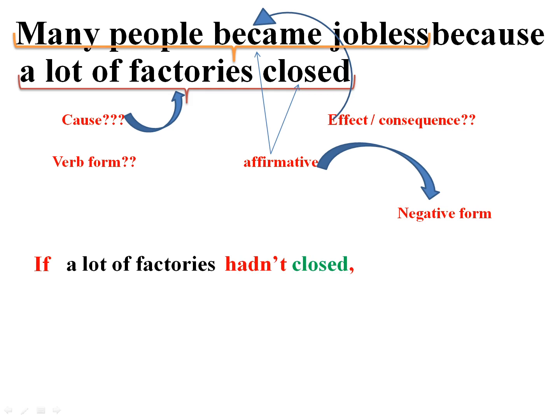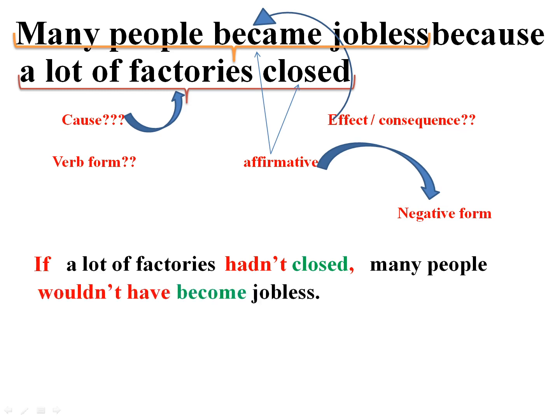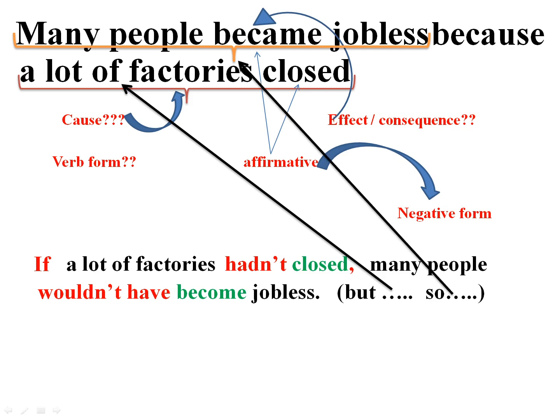So finish my sentence again. The effect, many people became jobless. So here the verb became is affirmative, so I need to put wouldn't. So many people wouldn't have become. The past participle of the verb to become is become. Jobless. Great. But what happened? What happened is that a lot of factories closed. So the result is that many people became jobless.